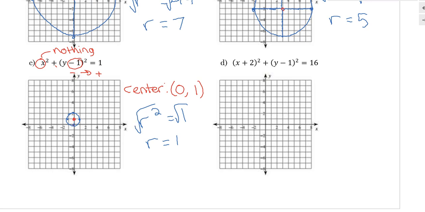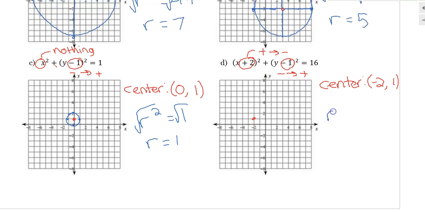All right, looking at letter D, (x plus 2) squared plus (y minus 1) squared equals 16. And I have the plus 2, so that plus is going to change to a minus. Then I have the minus 1, the minus is going to change to a plus. So my center is at -2, positive 1. So I'm going to go left 2, up 1. There's the center of my circle.